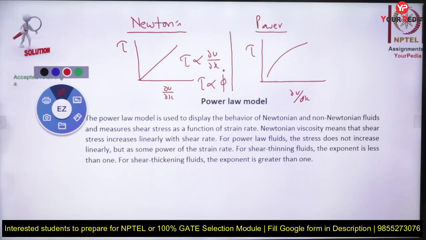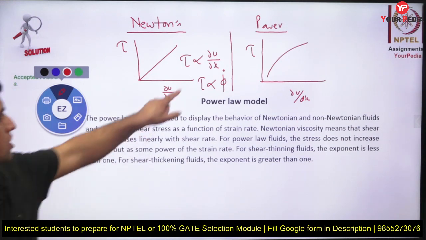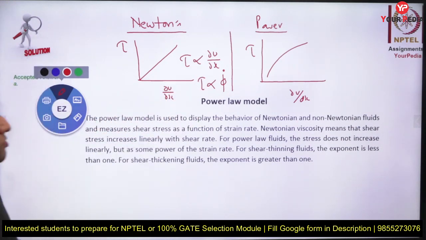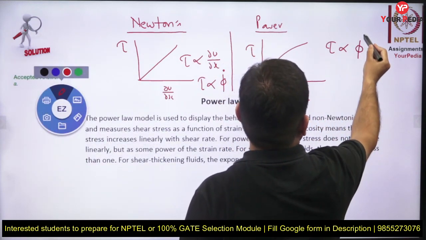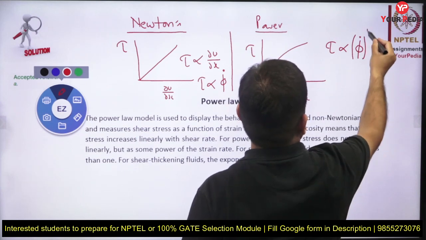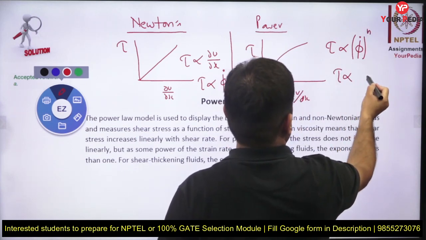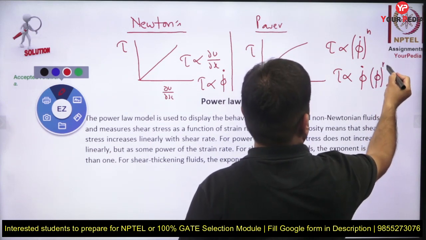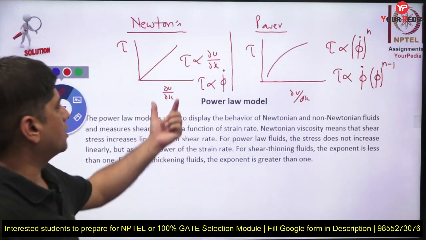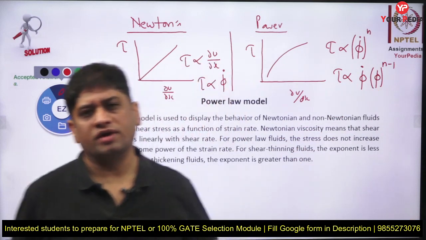Shear strain is phi, let us say, then phi dot is the rate of shear strain, because this term is the rate of shear strain. In this case, because it is a power law, it is proportional to phi raised to power n. There is another way by which I can write it, as phi into phi raised to power n minus 1, just to make a comparison.